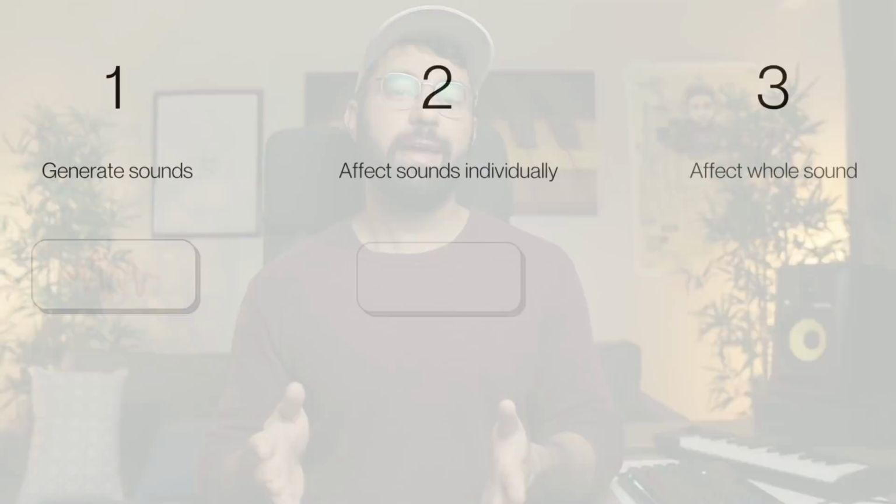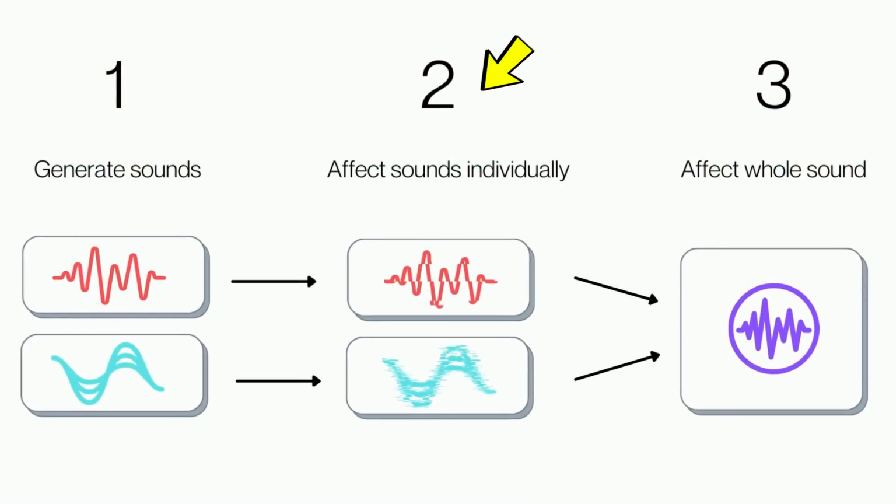Moving on to step two, how to affect or change these individual sounds. This step is what most of the other dials and knobs in your synth are meant to do. Usually the oscillators or the sample area will just make up a small part of the overall plugin. And all the other dials are used to affect your sounds. And often this is where you can make some of your biggest changes to your sounds as well.